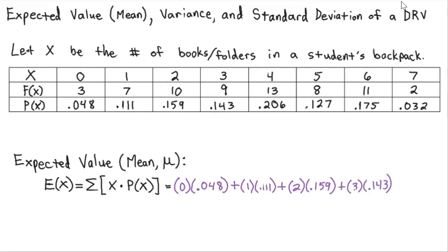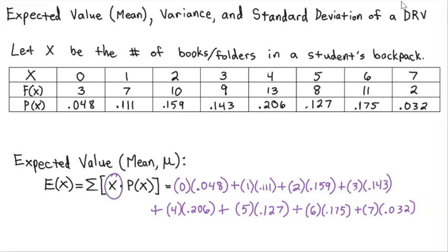All right, we're running out of room here, so I'm going to move down to the next line, and I'm going to put plus 4 times 0.206 plus 5 times 0.127 plus 6 times 0.175 plus 7 times 0.032. And so you can see every single one of these is the x value times its probability. So we multiply the x value times the probability, then we add the x value times its next probability, and then add. And we do it for all the numbers. We sum them all up.